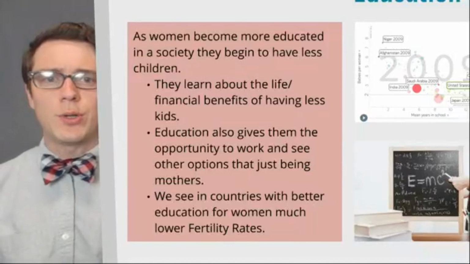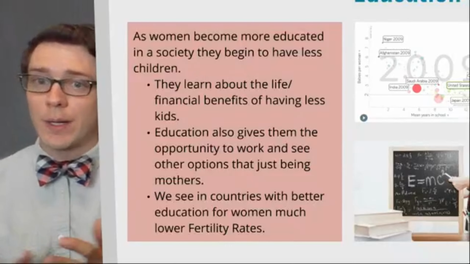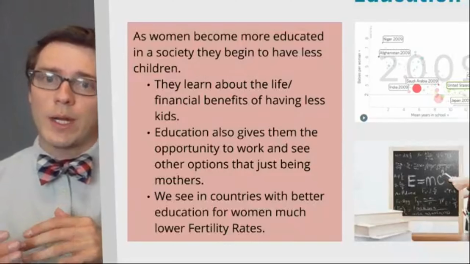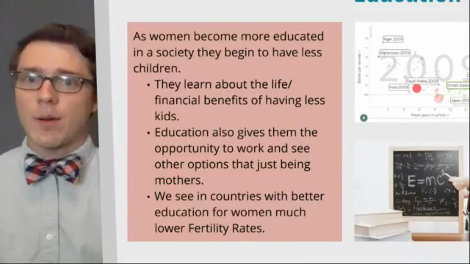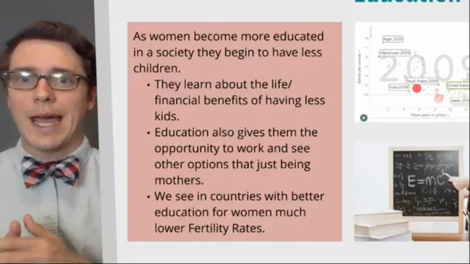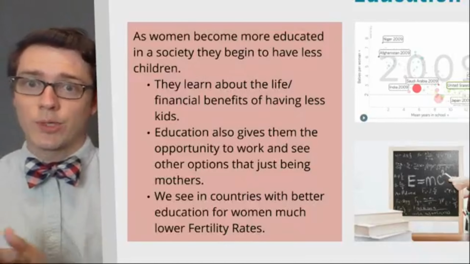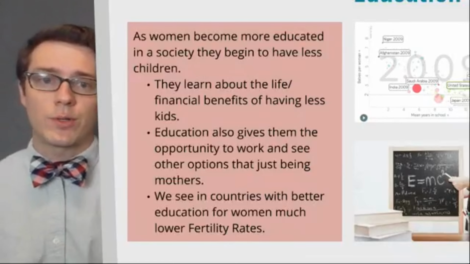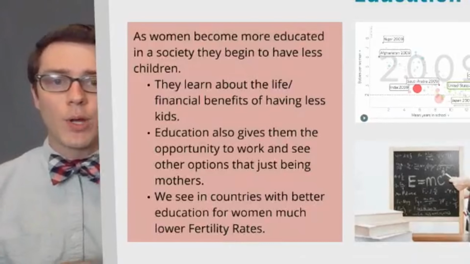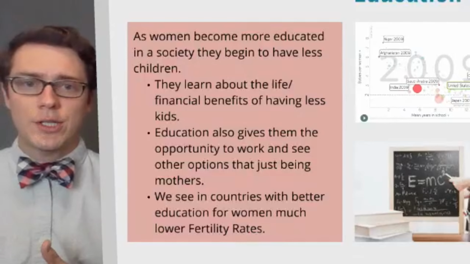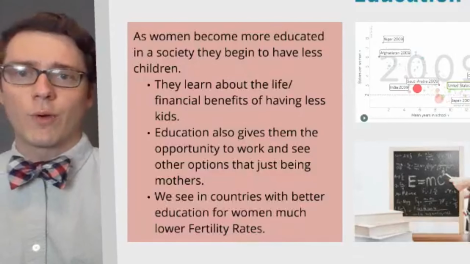Education also gives the opportunity to work and see other options than just being mothers. So in societies where women are more educated, they see the opportunities out in the world and they're less likely to have children earlier, so they have children later, or they decide not to have children. So that lowers that rate. We also see in countries with better education, women have much lower fertility rates.